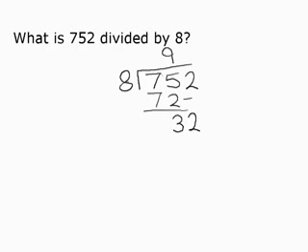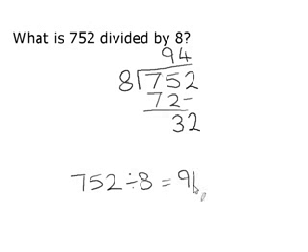And then we say how many 8s are in 32? Well, 4 8s are 32, because 2 8s are 16, and 2 16s are 32, so that's 4 altogether. So we put a 4 in the answer, and that goes exactly, there's no remainder, so that's the end of our sum. So we can say that 752 divided by 8 equals 94. So that's long division.